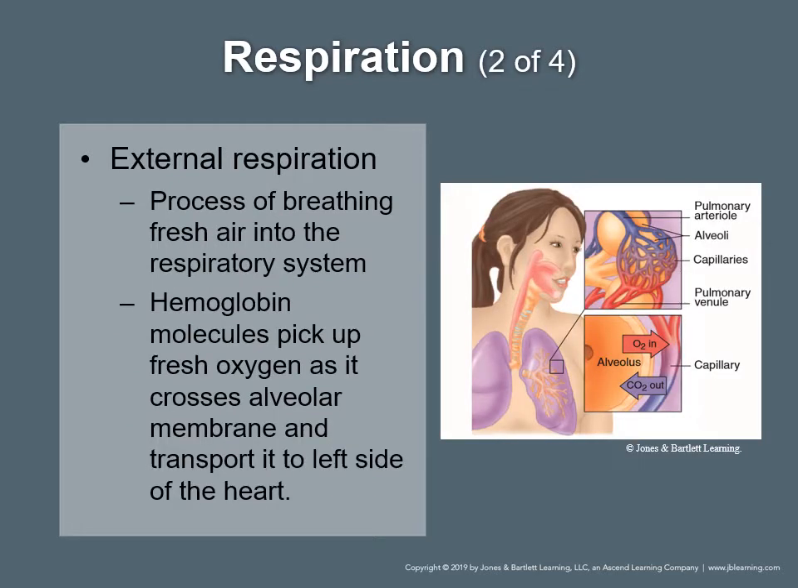External respiration is a process of breathing fresh air into the respiratory system, exchanging oxygen and carbon dioxide between the alveoli and the blood in the pulmonary capillaries. Adequate ventilation does not guarantee external respiration. Hemoglobin molecules pick up fresh oxygen as it crosses the alveolar membrane and transport it back to the left side of the heart.